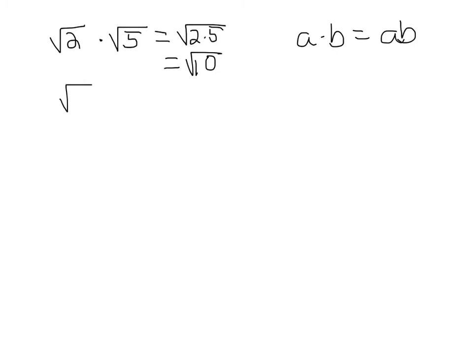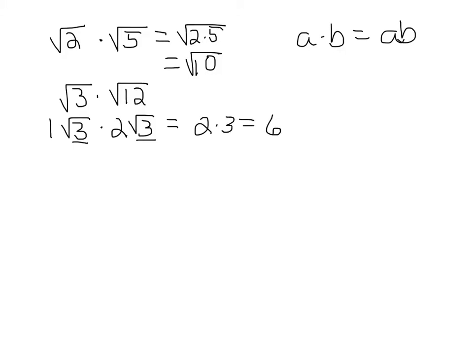If I say root 3 times root 12, we should note that 12 is really 2 root 3, and so 1 times 2 is 2, and root 3 times root 3 is 3. That gives me 6. In this situation, you could also see that it would be the same as root 36, which equals 6. There are a lot of ways to go about these problems, but primarily you just have to be clear in your head about what you are trying to do.